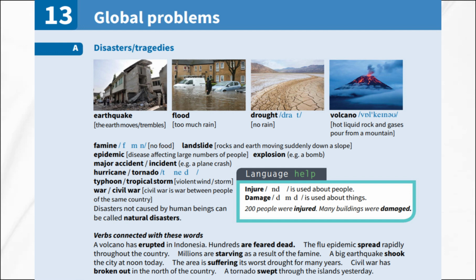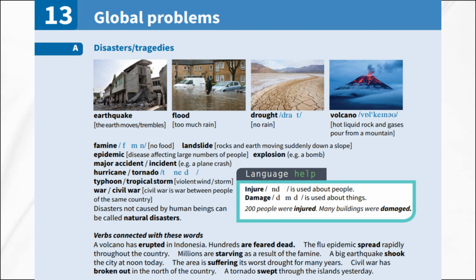Verbs connected with these words. Now, let us look at some verbs that are commonly used with these disasters. A volcano has erupted in Indonesia. It has exploded and sent out lava and ash. Hundreds are feared dead. That means people believe they have died.